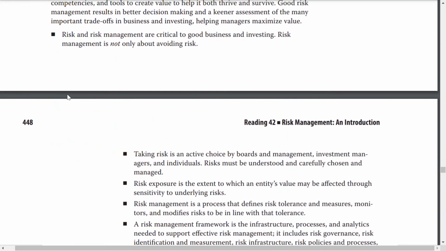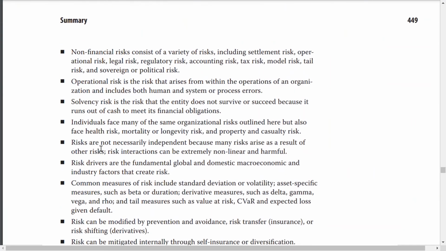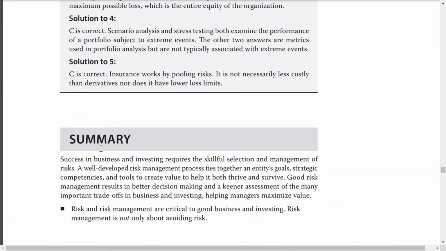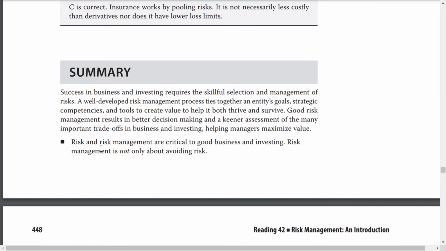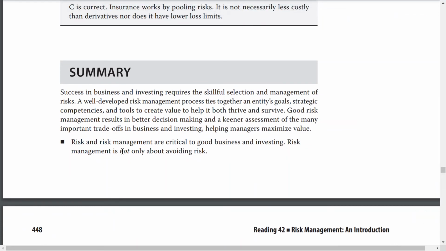Okay, summary. Success in business and investing requires the skillful selection and management of risk. A well-developed risk management process ties together an entity's goals, strategic competencies, and tools to create value to help it both drive and survive. Good risk management results in better decision-making and a keener assessment of the many important trade-offs in business and investing, helping managers to maximize value.